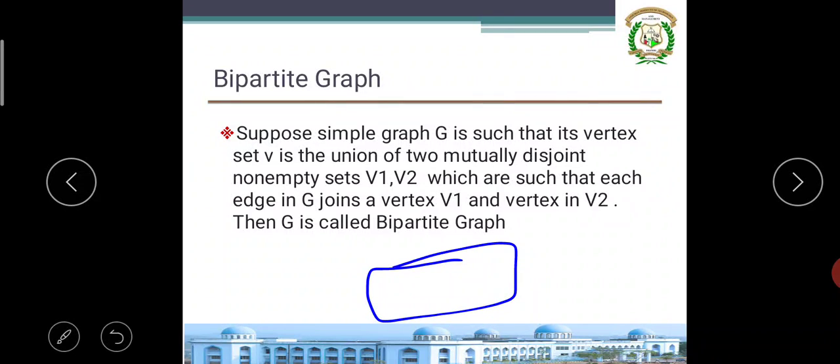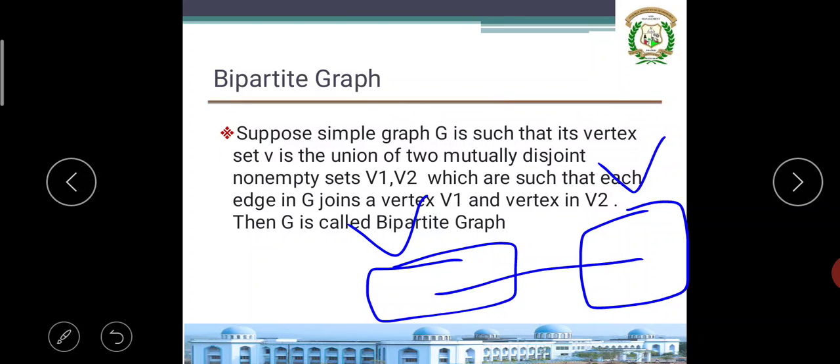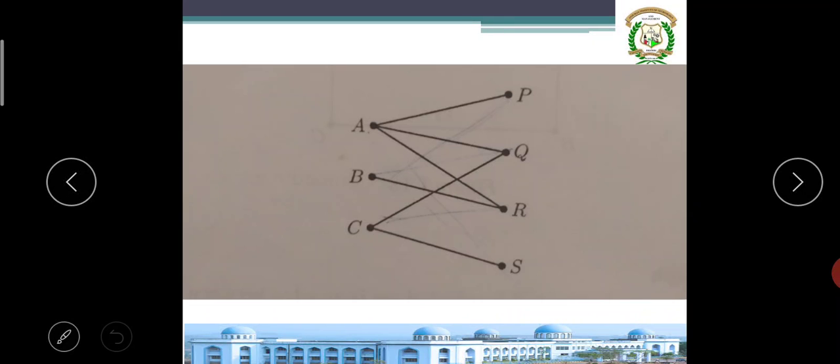One part is some set of vertices, the second part is some set of vertices, and there is an edge between this set and that set, and there are no edges inside the sets themselves. That is called a bipartite graph. I will explain with an example so that the concept will be very clear to you.